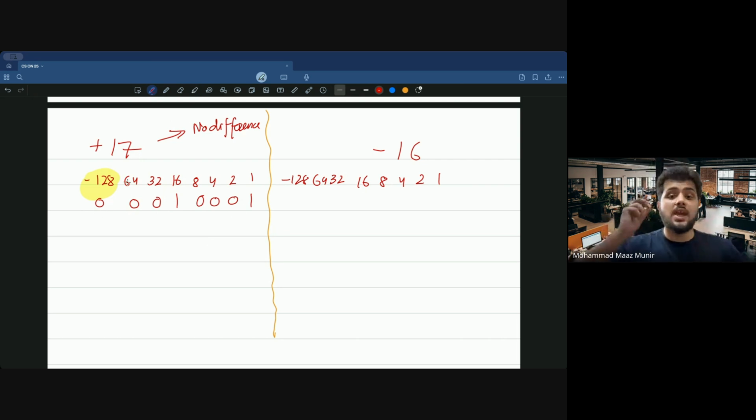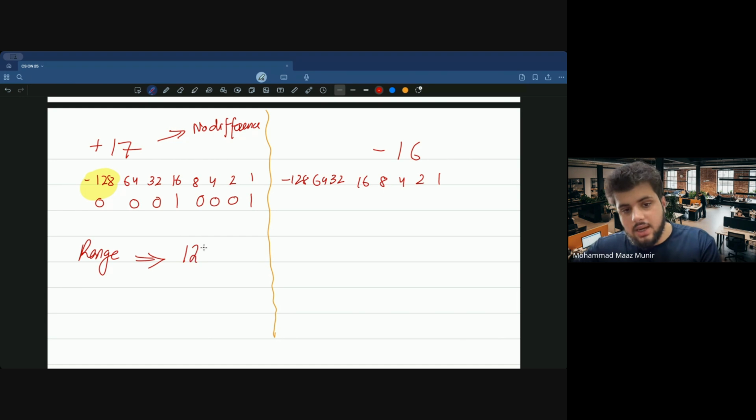Now there is an exception to it. Usually when you are dealing with such numbers and the question says that you need to deal with 2's complement numbers, it's important to understand that your range is going to reduce. What do I mean by range? I mean the question might ask what's the maximum number we can get. Just a second. 16 plus 8, 4, 2 plus 1. So the maximum number we can get now is 127.